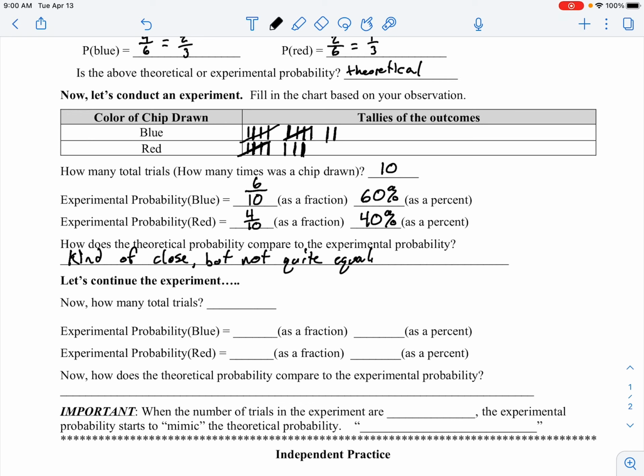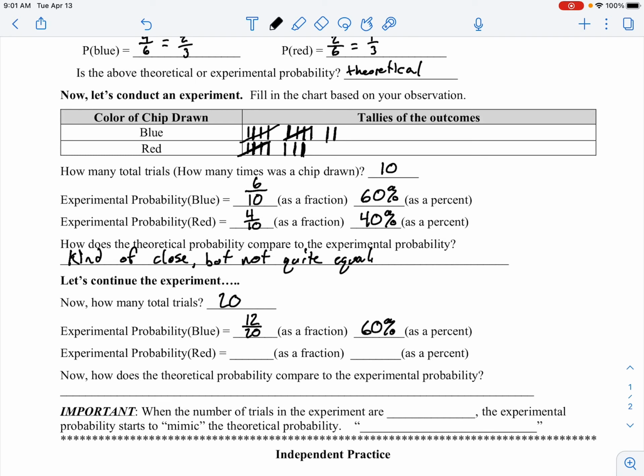All right, so now how many total trials have we done? Well, we did 20. So we're going to check out the experimental probability of the blue. We did 20 trials this time, and I got 12 over 20. Which happens to be, I don't know how this happened, but remember probability is random, 6 over 10 or 3 over 5, which is still 60%. Interesting. So that doesn't happen very often.